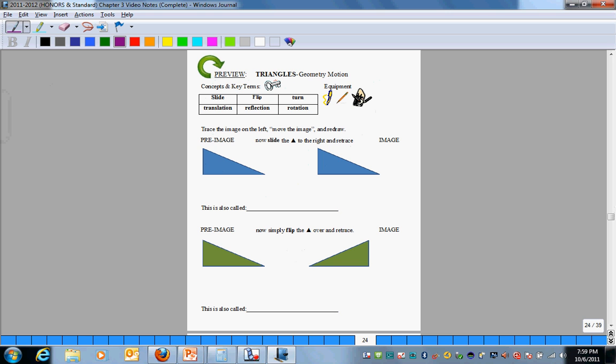I'm going to talk about the motion of triangles. Our first motion here, I'd like you to physically trace the original triangle. This we're going to call a pre-image. Physically trace that triangle.